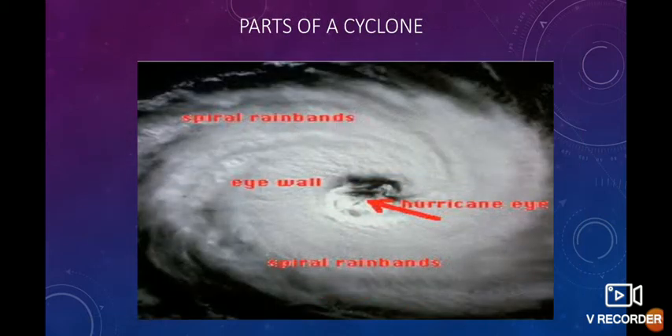So what are the parts of a cyclone? This is again a satellite picture of a cyclone. You can see the central area where there are no clouds. This is called the eye of the storm. The area immediately around the eye is called the eye wall, and you can see a whole lot of clouds in the form of a spiral, and we call these the spiral rain bands.